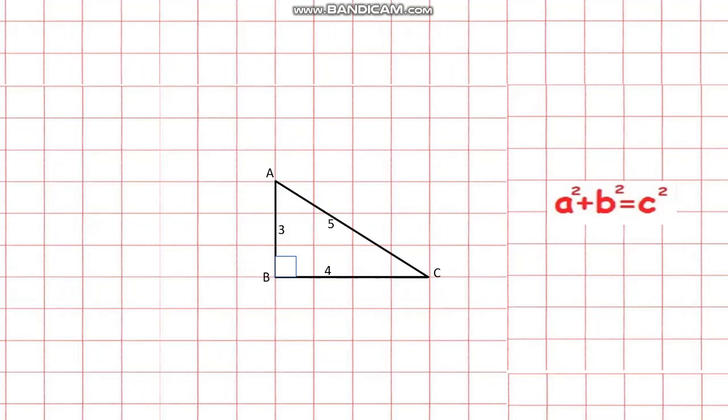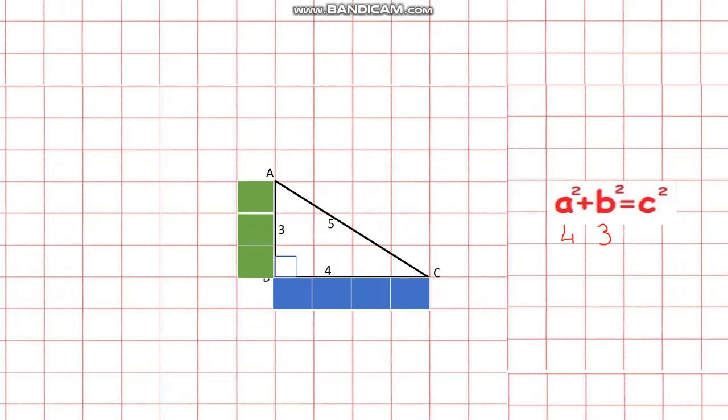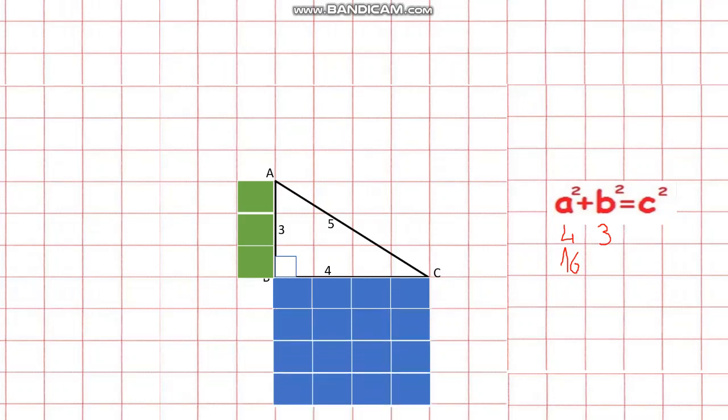Okay, let's look at a special example to make more sense of it. In this 3, 4, 5 triangle, a is the length of side BC, and it is 4. And b is the length of side AB, and it is 3. If I square this side, it will be 16. The geometric equivalent of squaring something is a square shape, and this shape contains 16 unit squares.